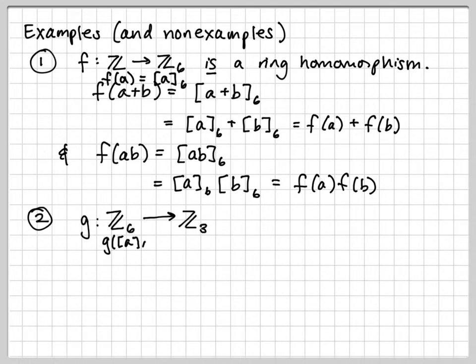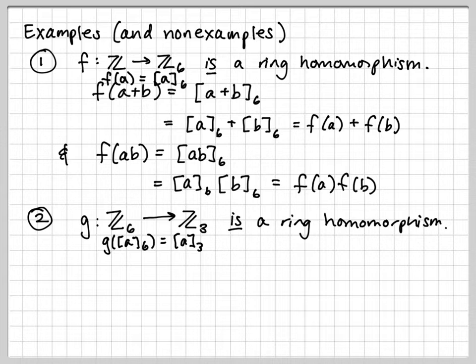Okay, we could do something similar. We could take g from Z mod 6 to Z mod 3 and take a mod 6 and take that representative and just put it in the brackets for mod 3. So take a mod 6 and send it to a mod 3. I think this is a ring homomorphism.